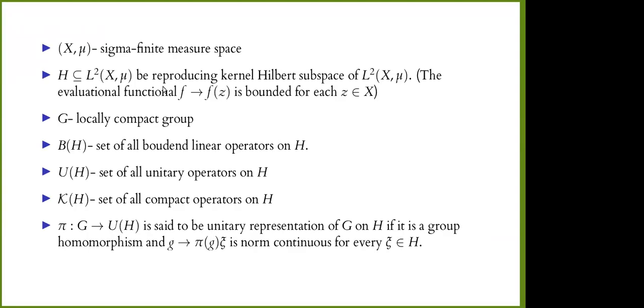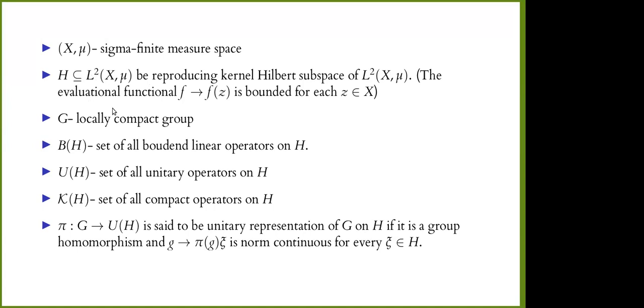Now, if X is a non-empty set and mu is a sigma-finite measure on X, and if we consider H to be a closed subspace of L2 of X comma mu, since L2 of X comma mu is a Hilbert space, H is again a Hilbert space, but we want something more. It should be a reproducing kernel Hilbert subspace of L2 of X comma mu, which means for each z, the evaluation functional which takes f to f of z is a bounded linear functional on H.